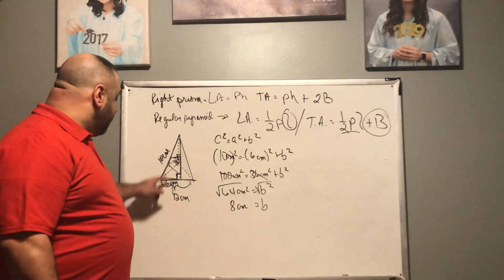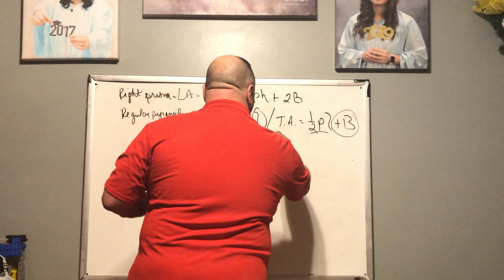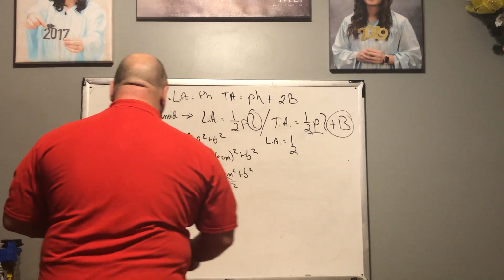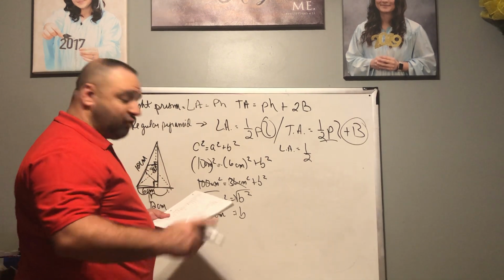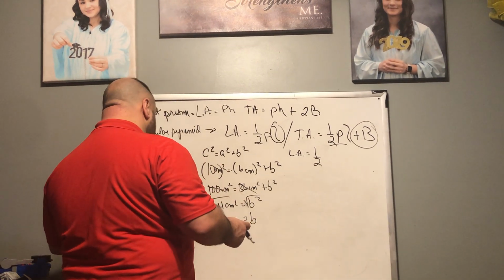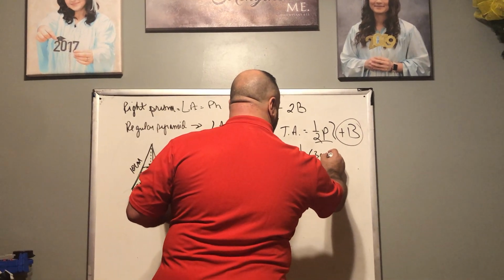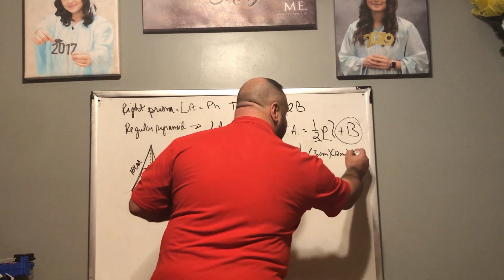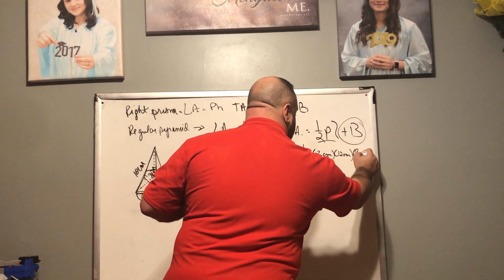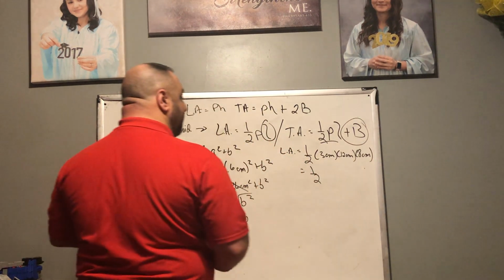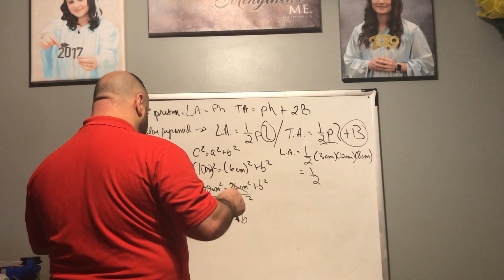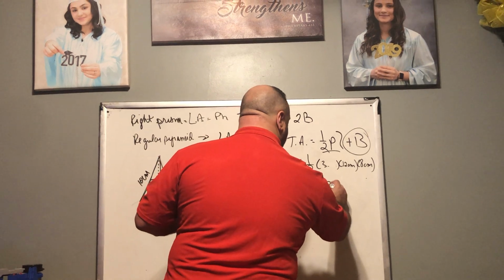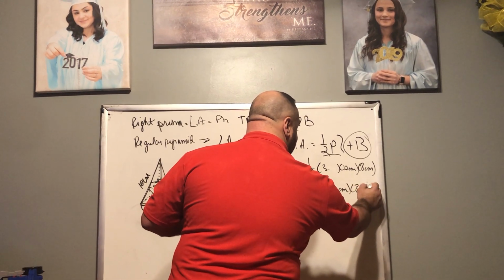Now that I have all 3 sides, we can figure out our lateral area. Our lateral area equals 1/2 times the perimeter. We have the perimeter of a triangle, so we simply take all 3 sides: 3 times 12 centimeters, and then we multiply that by the slant height, excuse me, not the altitude, 8 centimeters. So 1/2 times 3 times 12. 3 times 12 is 36 centimeters times 8 centimeters.